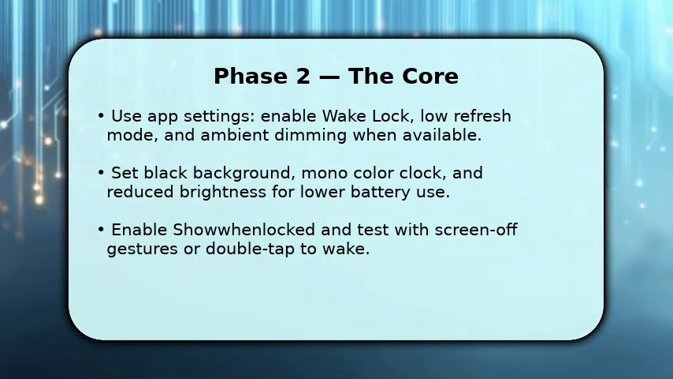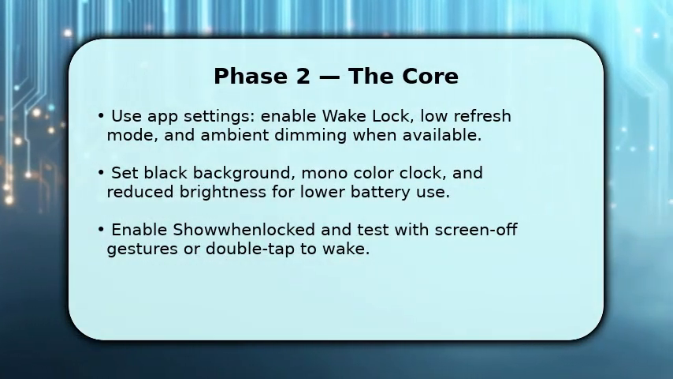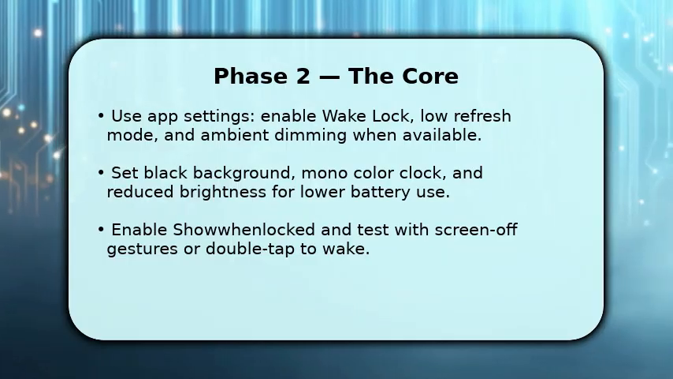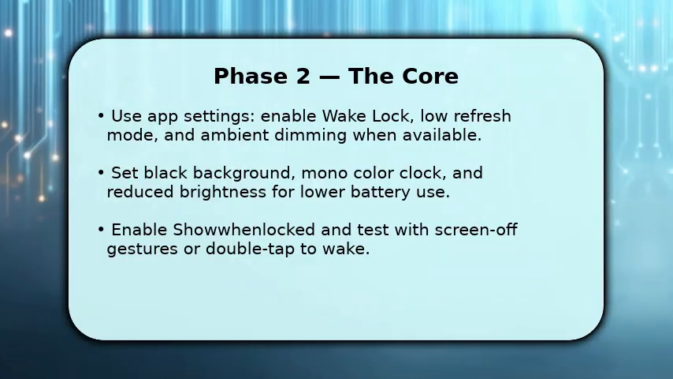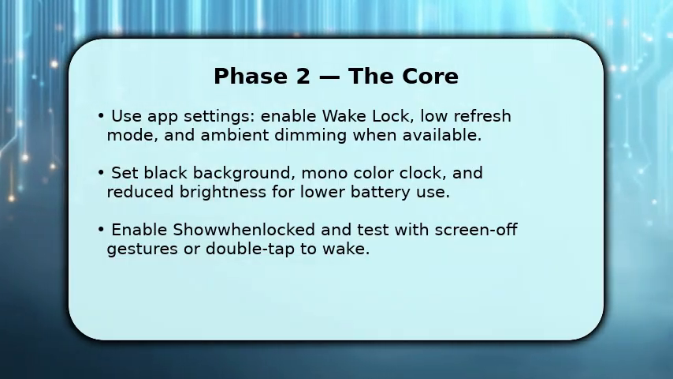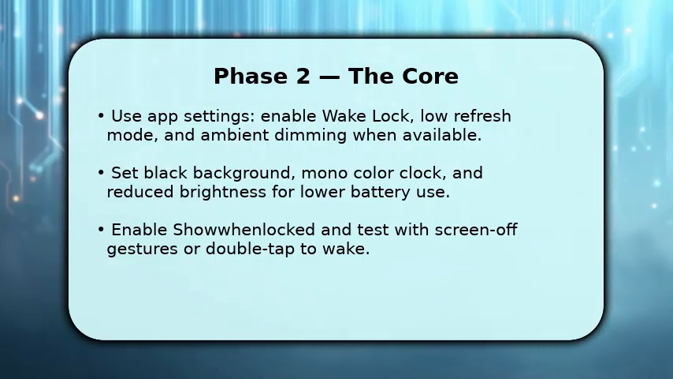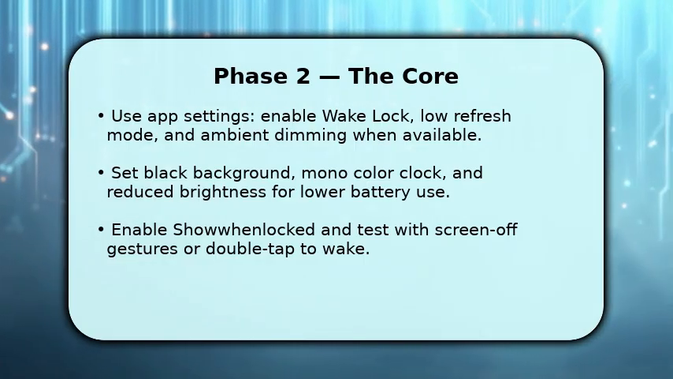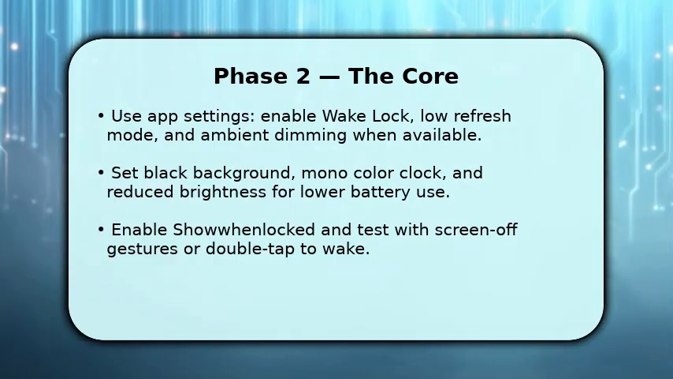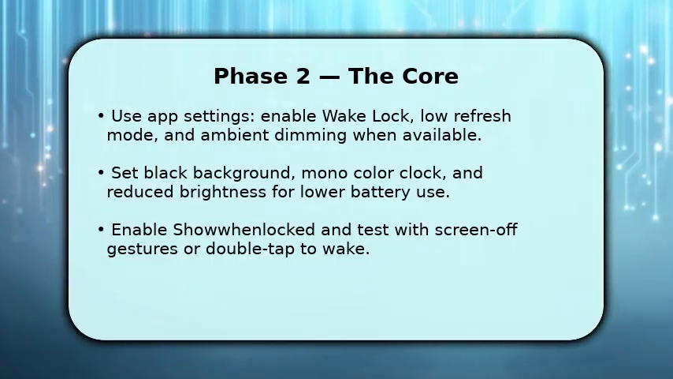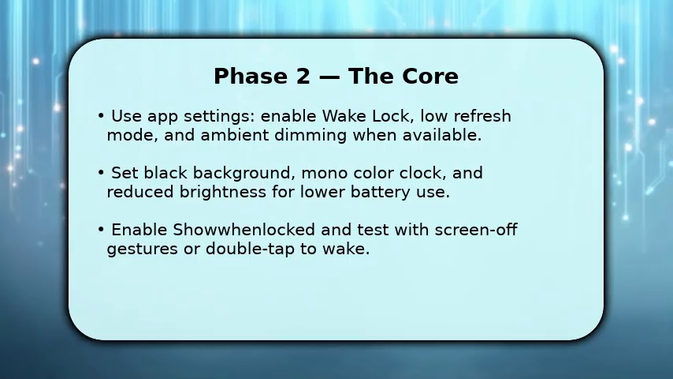Now configure the app. Enable wake lock so the display stays on and pick low refresh or dim modes to save energy. Once configured, choose a black, low brightness clock face and restrict colors to 1 or 2 tones because that reduces backlight use. Make sure the app can display on the lock screen and enable any gesture or proximity options so it only shows when intended.